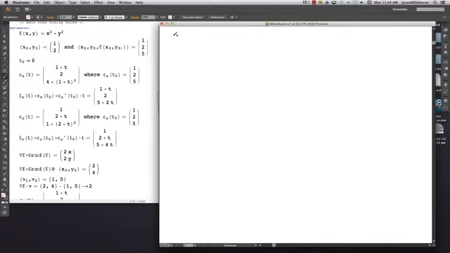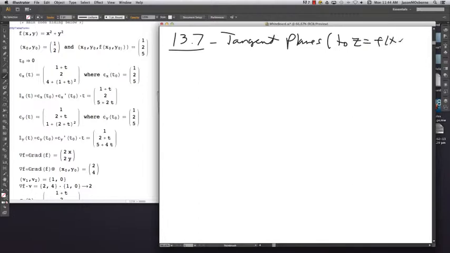This is a video related to section 13.7, and we're talking about tangent planes. Specifically, we're talking about tangent planes to a given explicit surface z is equal to f of x, y at some given point of interest x naught, y naught. That would be the extra information you could attach to the tangent planes word.